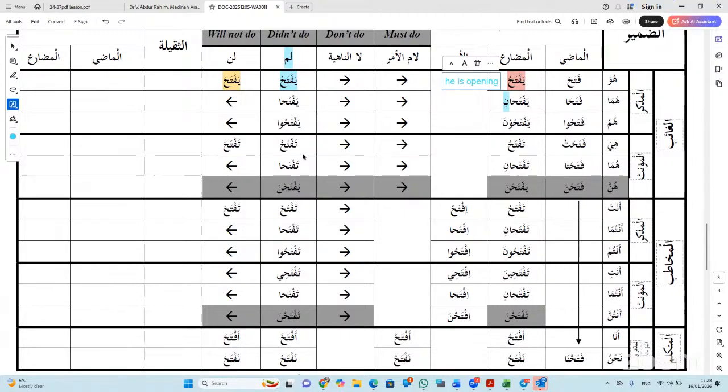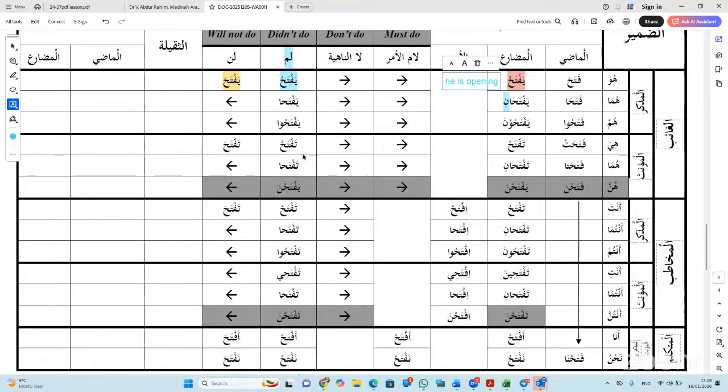Okay. Lam yaftah. He will not open. The past tense. Lam yaftah, he did not open. Yep. Lam yaftaha. They both male did not open. Yep. Lam yaftahu. They all male did not open. Lam taftah. She did not open. Lam taftaha. They both female did not open. Lam yaftahna. They all female did not open.